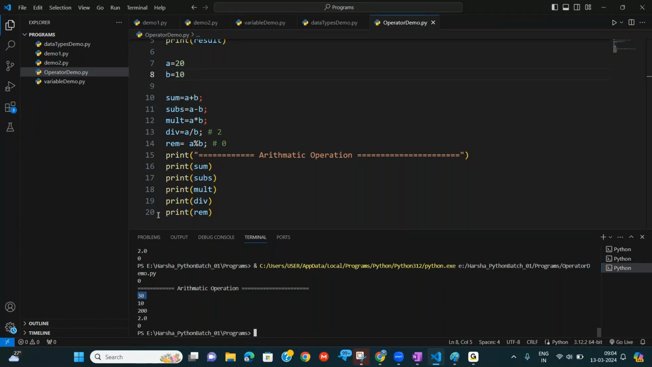20 divided by 10: that number I'm getting as a float. Everything else I'm getting as integer type, but when I perform division, automatically the default return type is float. In other cases I will get the basic integer type. If I perform the modulo operation, it will return the remainder. As 20 is completely divisible by 10, there will be no remainder, so I'm getting the remainder as 0. Understood these basic operations?